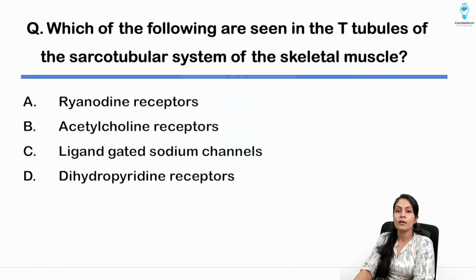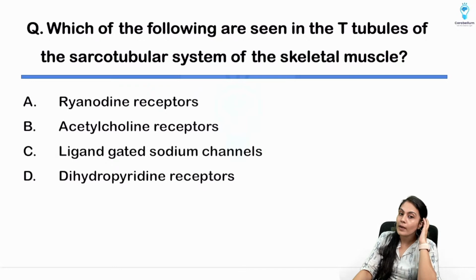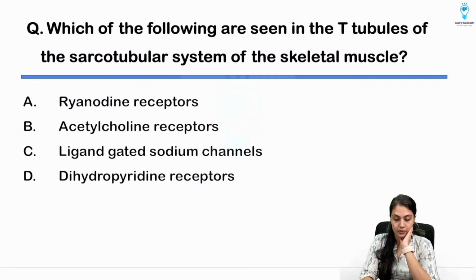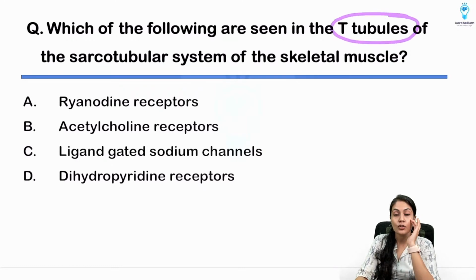Which of the following are seen in the T-tubules of the sarcotubular system of the skeletal muscle? Tell me the answer of this question. In the T-tubule, which receptors are going to be present? Are they ryanodine receptors? Are they acetylcholine receptors? Are they ligand-gated sodium channels? Or are they dihydropyridine receptors? What is the answer? The hint is, in the T-tubules, which receptors are present?